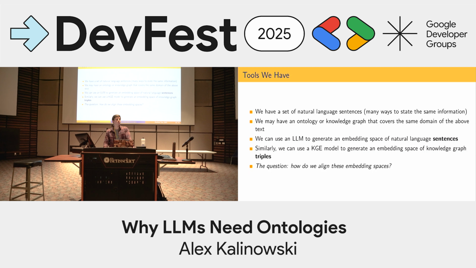So the tools that we have so far: we've got a set of natural language sentences. We have tons of different ways to state the same exact information. We have an ontology or knowledge graph that covers the same domain of those sentences. We use an LLM to generate embeddings. We use a knowledge graph embedding model to generate embeddings. The question is then, how do we merge those two together? How do we align them in such a way that we can take advantage of those synergies?